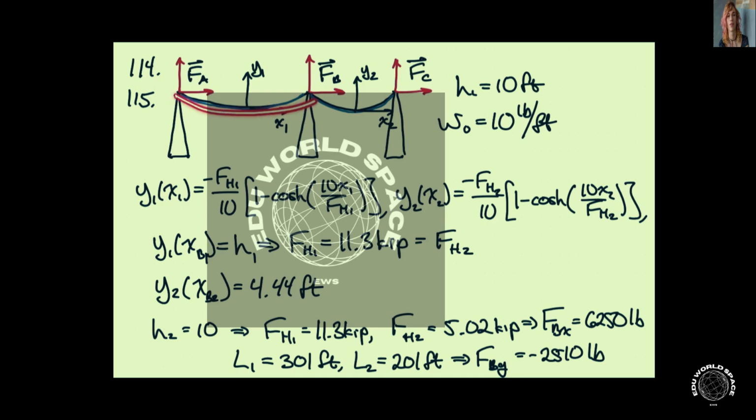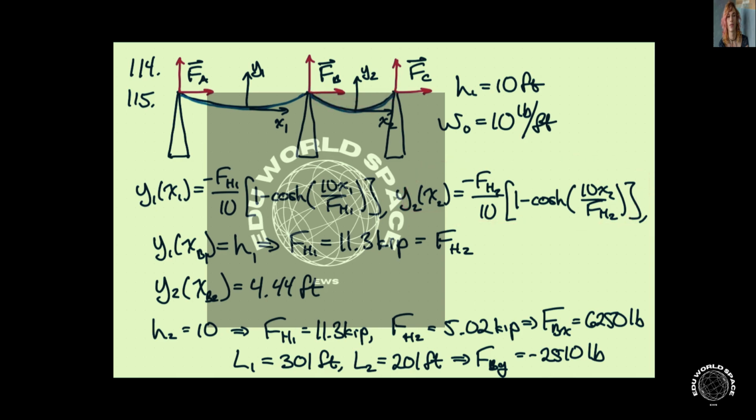The shape of this curve is, and again, we're going to have a different shape for here and for here. So I'm going to call this one y1 as a function of x1, and this one y2 as a function of x2. And again, these are at the minimum, which is in the center, because these supports are at the same height. And so then we have the function for this side over here.